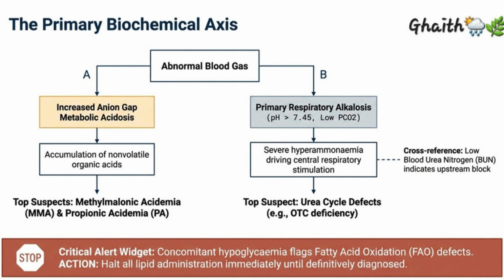Conversely, when you look at a blood gas and see a primary respiratory alkalosis, a pH greater than 7.45 with a low PCO2, your immediate top differential must be a primary urea cycle defect, such as ornithine transcarbamylase deficiency. This severe hyperammonemia drives a central stimulation of the respiratory center, causing profound tachypnea. Always cross-reference these findings with blood urea nitrogen. A remarkably low BUN is a classic indicator of an upstream block in the urea cycle.